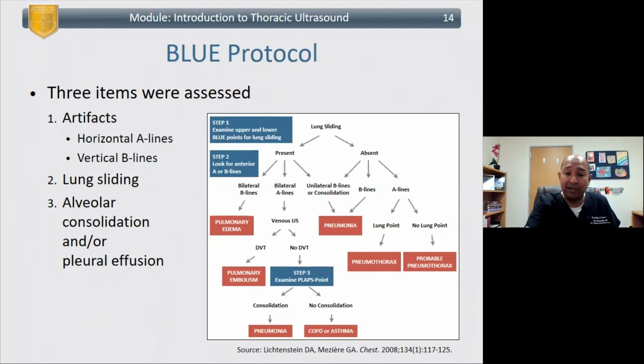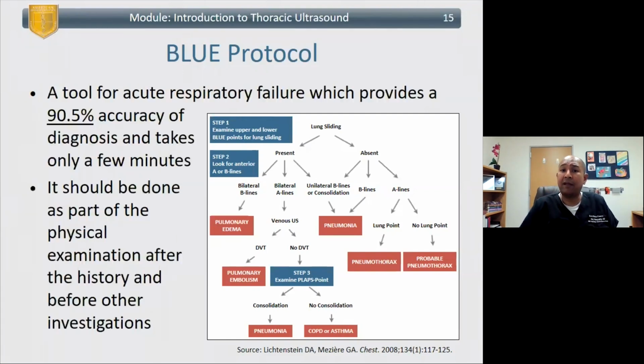And that PLAPS point is going to come down here to say, hey, is there some effusion or consolidation in that zone 3, which is going to be lateral and posterior in the patient. So this BLUE protocol provides, according to this study, almost a 90% accuracy in helping you in the ballpark area of the diagnosis. But of course, it should be done as part of the physical exam and other investigations. Use the chest x-ray, use the labs, put them all together with this to help make the correct diagnosis.